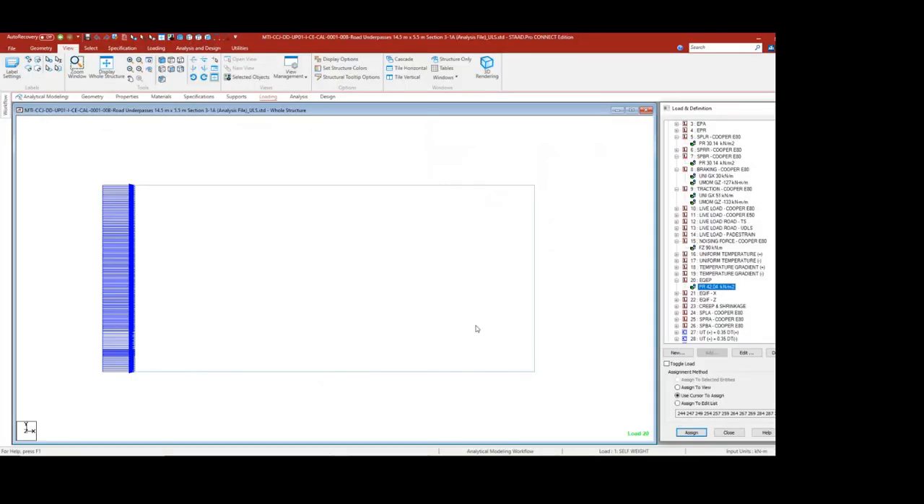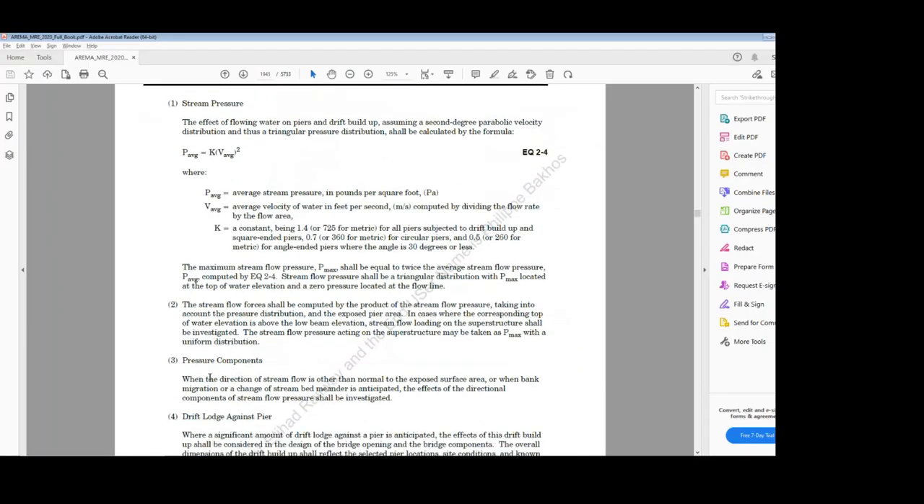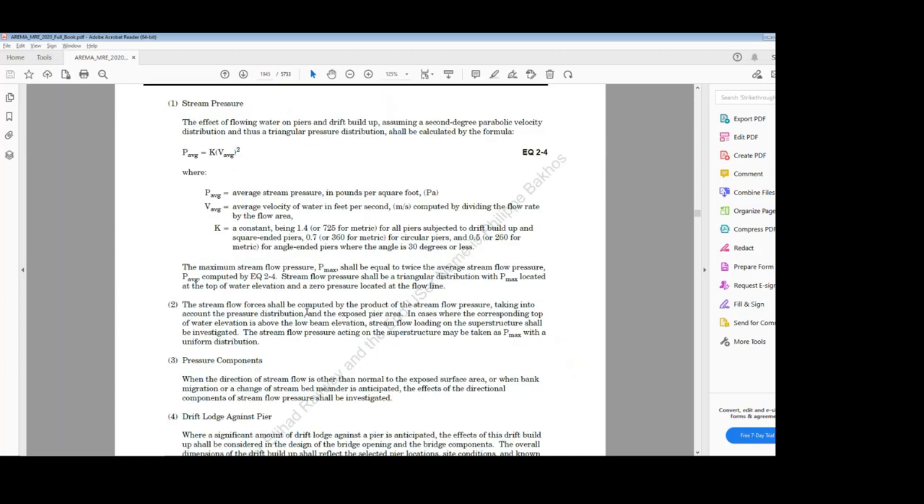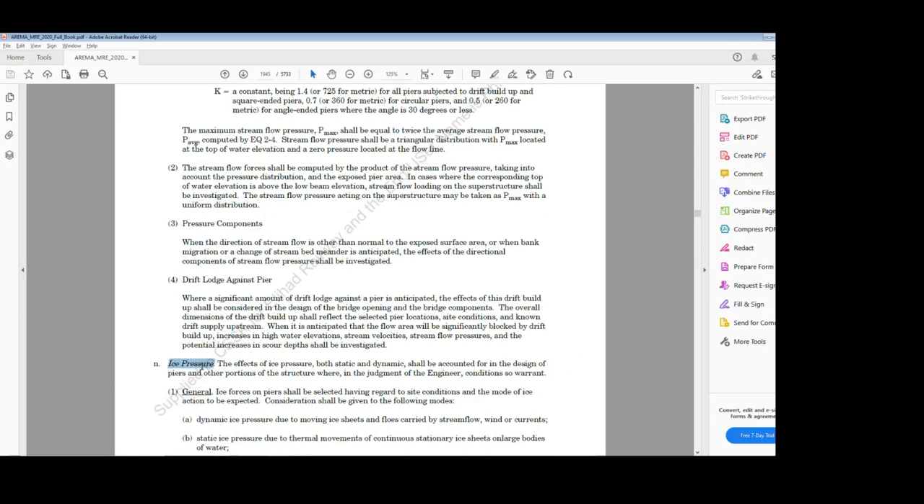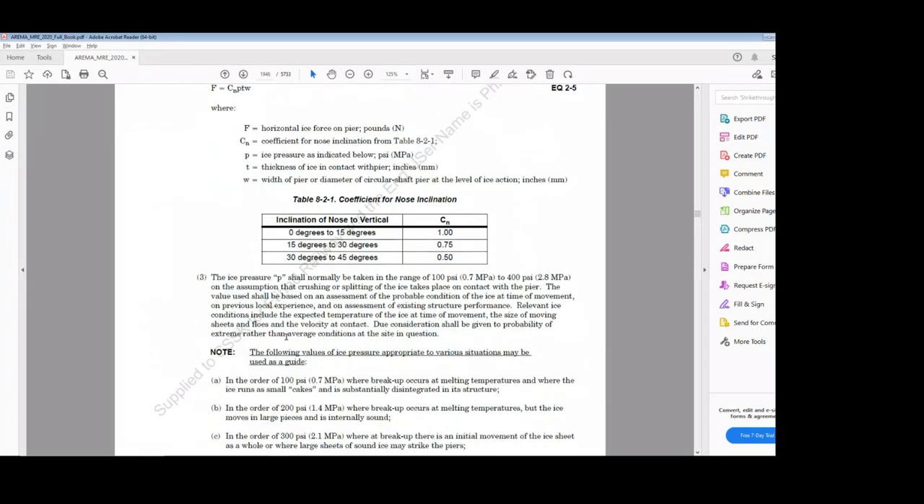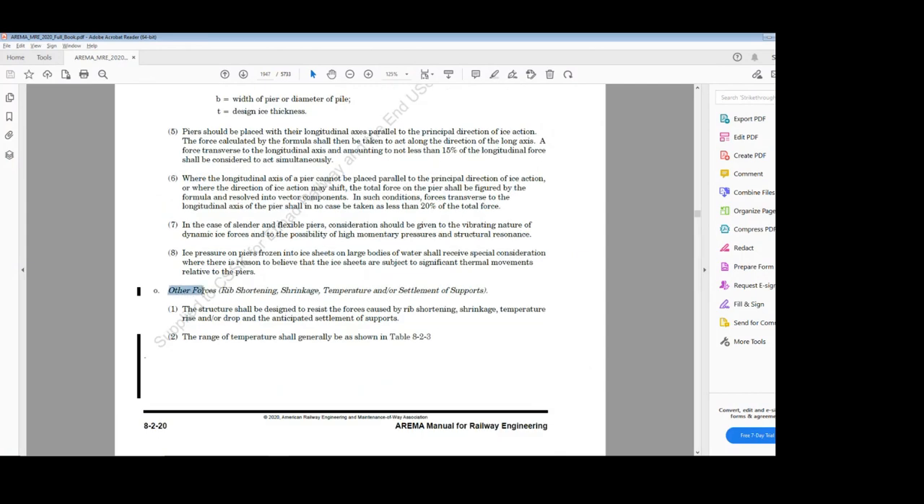Now come to the stream flow pressure. This is for river bridges, and this is ice pressure. Generally, we do not consider them for Tanzania. Then the other forces are rib shortening, shrinkage, temperature, creep, all those things, and settlement. But generally, for a box type of structure, we do not consider settlement.